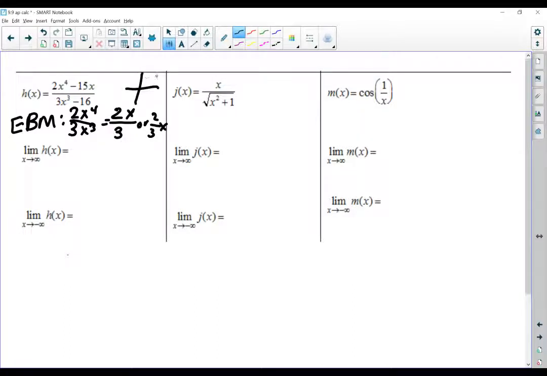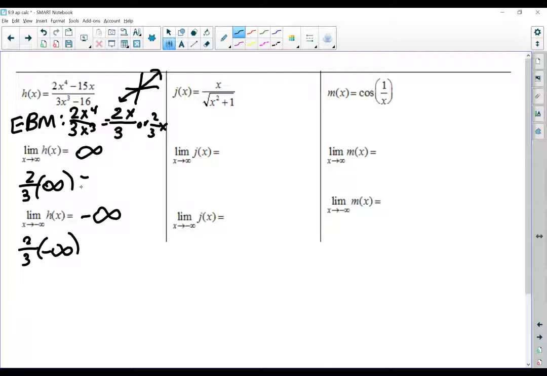So if I think about that graph, it looks like this. Y equals 2/3 x would look like that. So if I'm looking here, if I'm going towards infinity, this function is going up towards infinity. The limit would be infinity. On the left side, the function is going down towards negative infinity. So the limit would be negative infinity. So you can either think about the graph of the end behavior model, or you could plug in infinity into the simpler function and think about what the answer would be. 2/3 of infinity is just infinity because it's still a really big number. 2/3 of negative infinity is still negative infinity, okay?